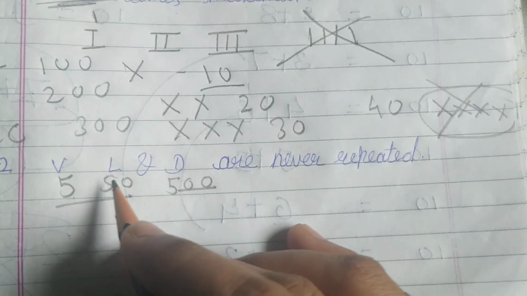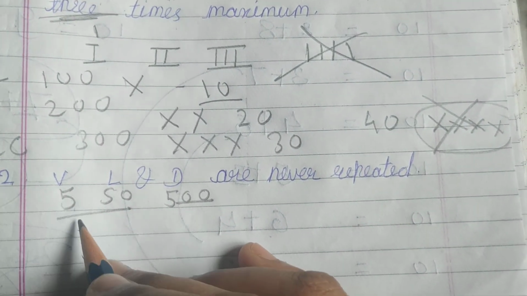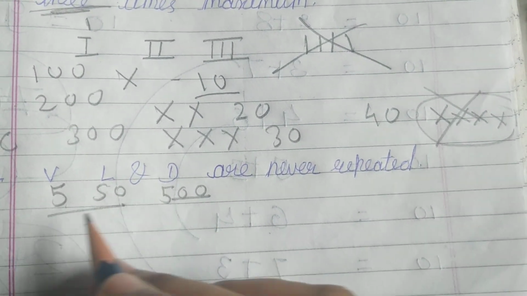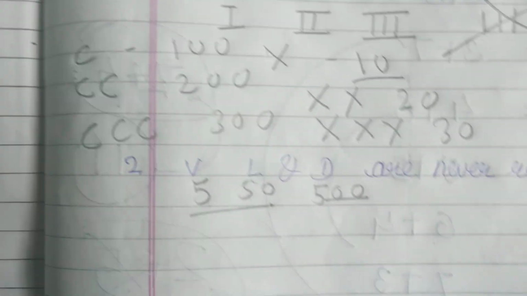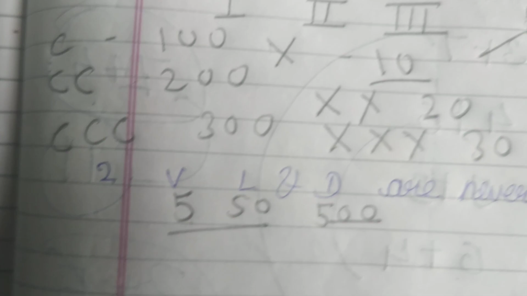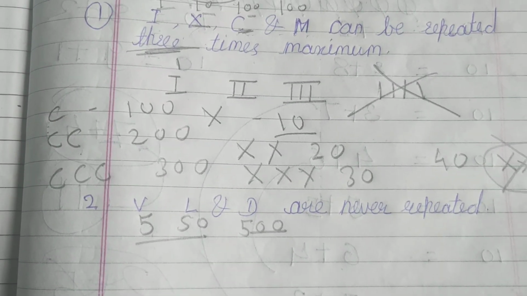These numbers start from the 5. V, that means 5. L means 50. D means 500. 5, 50, 500 can never be repeated. This number we cannot repeat. We cannot repeat it. Okay.